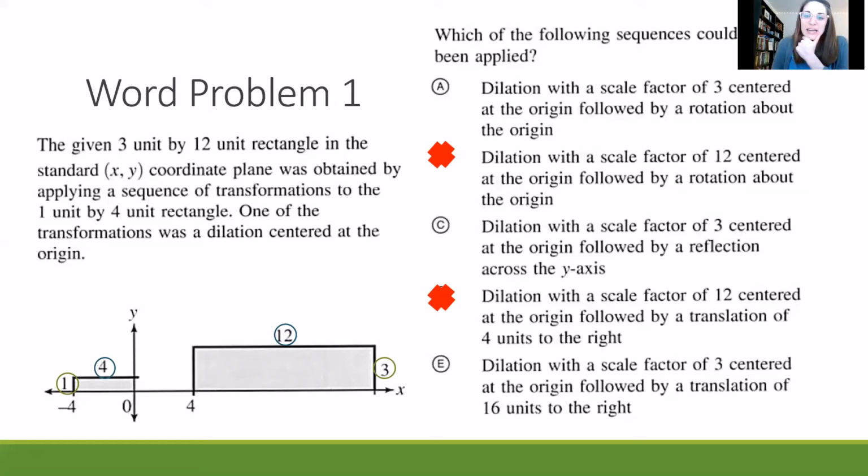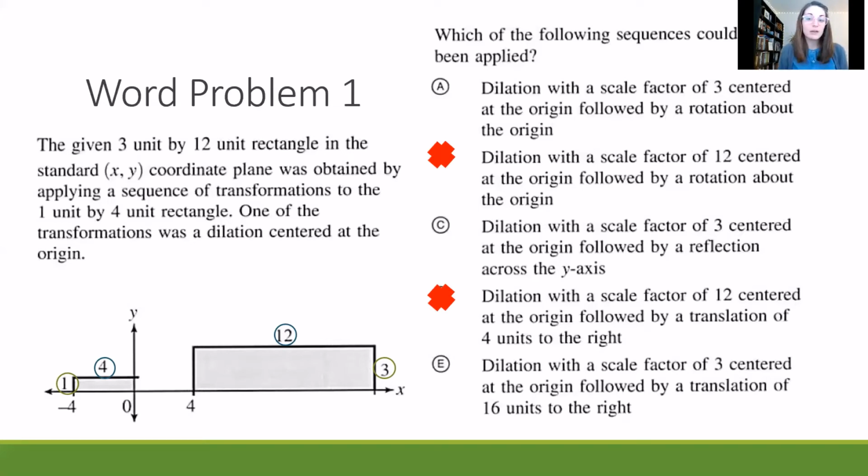Let's look at C. It says, centered at the origin, followed by a reflection across the y-axis. So think about a reflection, right? The y-axis is our center point. So that means that if something is this far away on this side, it needs to be the same distance on the other side. In this case, our smaller rectangle is flush up against that y-axis. So if we have a reflection here, that means that our other rectangle has to be flush up against the other side of the y-axis. Is that true? Not here. So reflection, we're going to cross that one off.